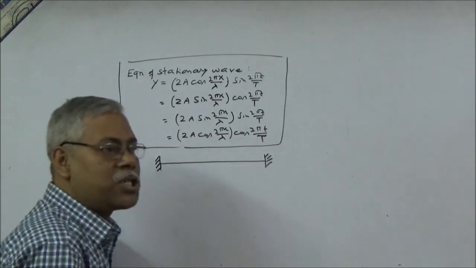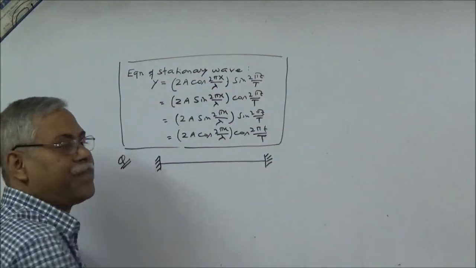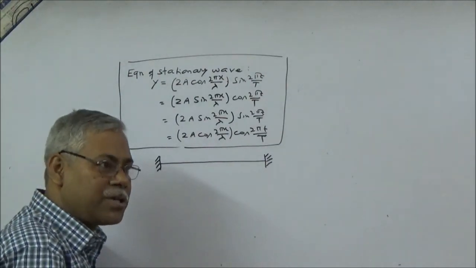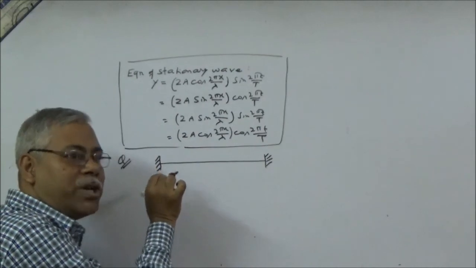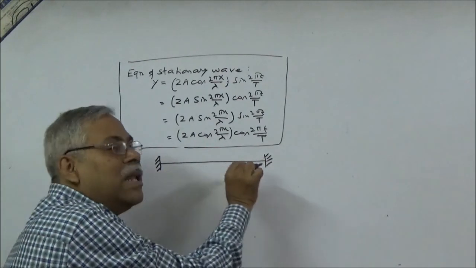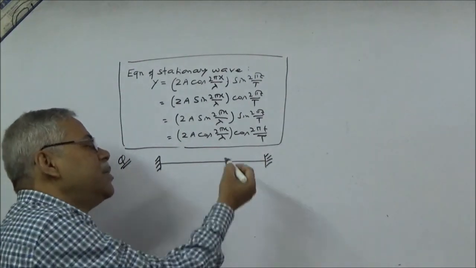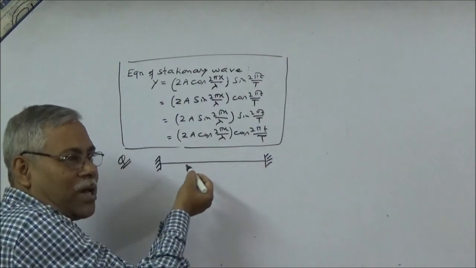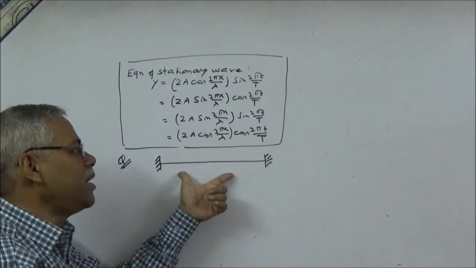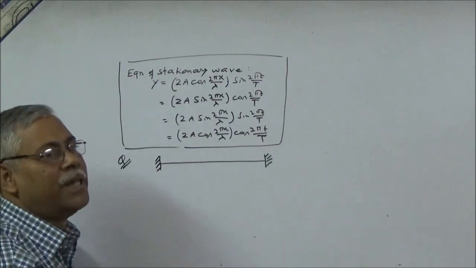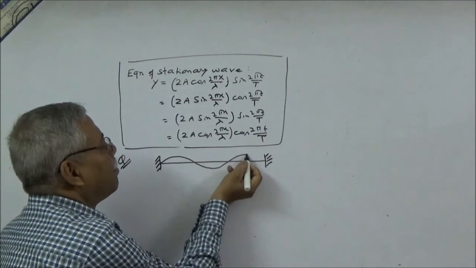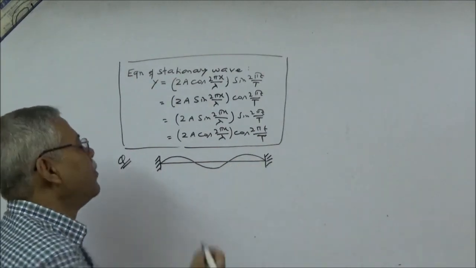We are considering a stretched string. In this string, you have produced vibration. That means you have plucked the string at some point. A wave has been generated. That wave has traveled along the length of the string, and it has been reflected from the wall. Then the incident wave and reflected wave have superposed, and as a result a stationary wave has been produced in the string. Suppose this is the stationary wave that has formed.